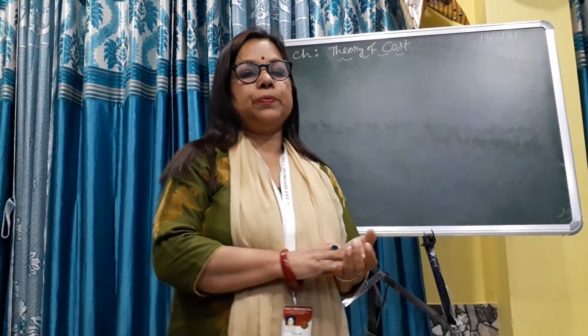What is cost? Cost is the payment made to the factors of production. Factors of production means four factors: land, labor, capital, and entrepreneur. So when we pay the amount for this purpose, this is known as the cost of factors of production. This is known as cost.